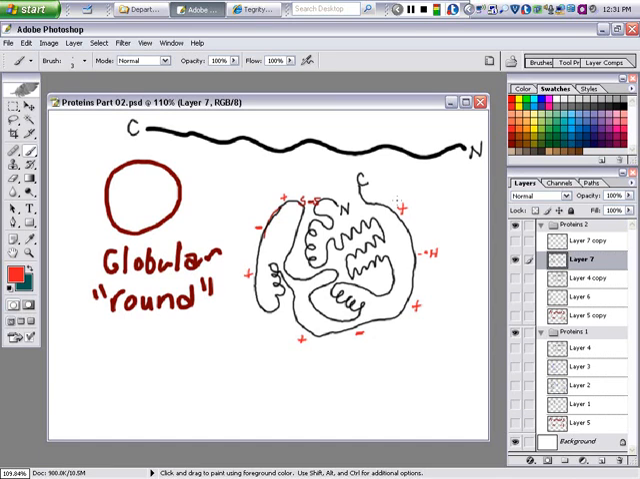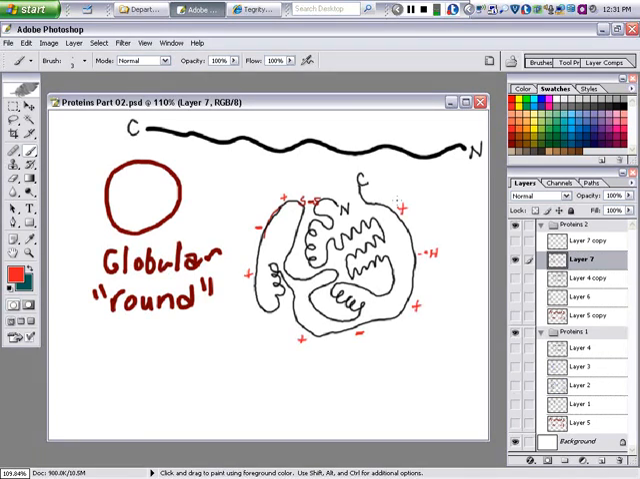But on the inside of the protein, where there's no water, you can have your hydrophobic amino acids on the inside. And by doing this, this protein becomes soluble in water. You want your protein to be soluble in water. Does that make sense?